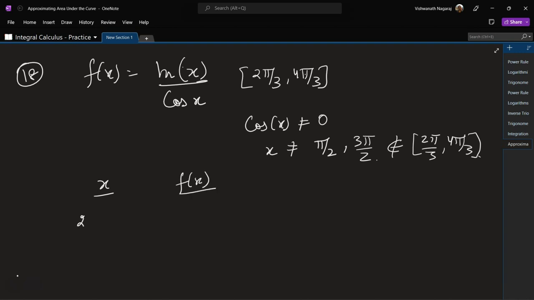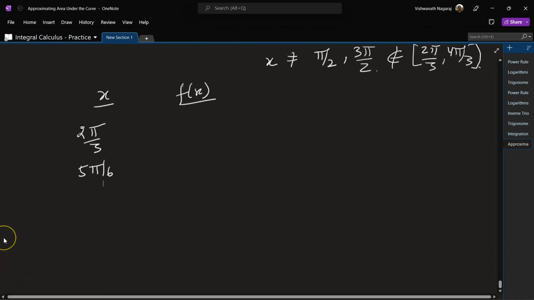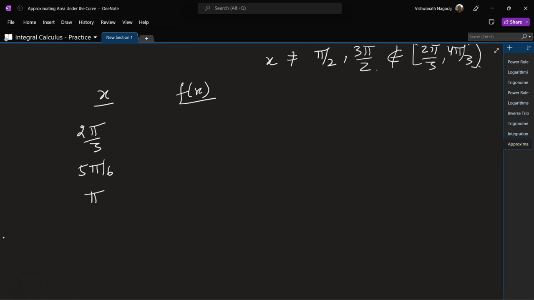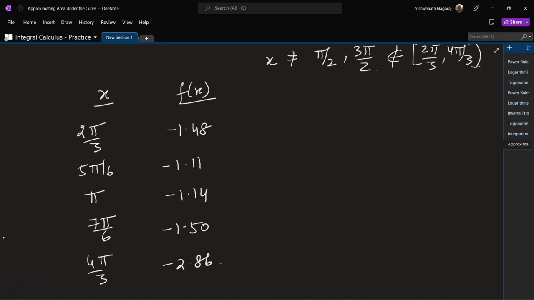So let's figure out x and f of x. So x would be 2 pi by 3, 5 pi by 6, pi, 7 pi by 6 and 4 pi by 3. Now here the intervals are 30 degrees. And f of x would be minus 1.48, minus 1.11, minus 1.14, minus 1.50 and minus 2.86, using the calculator.